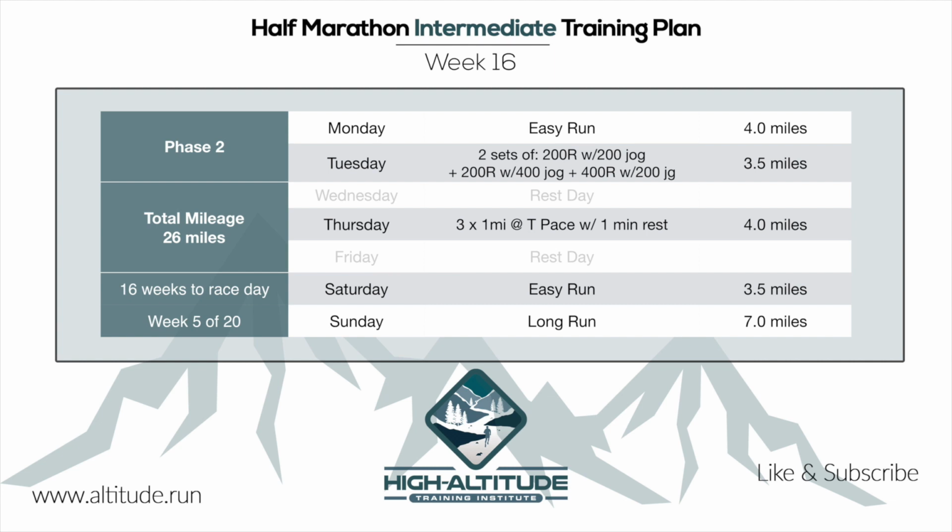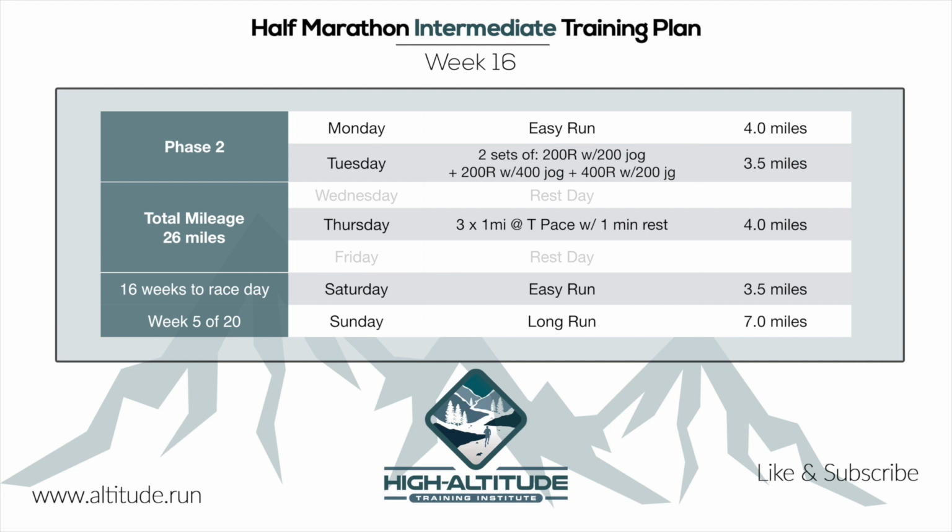And the way we're going to do this workout is kind of interesting. It's going to be 2 sets of the following: 200 meters at repetition pace with 200 meter jog in between, followed by 200 meters at repetition pace, and then 400 meters of rest jog, and then 400 meters at repetition, and then 200 meters of rest. Now this whole thing, we're going to do twice. That's the 2 sets right here. It's going to be a total of 3.5 miles. And by the time you're done, you're going to feel like your legs are on fire and like you had a really good workout.